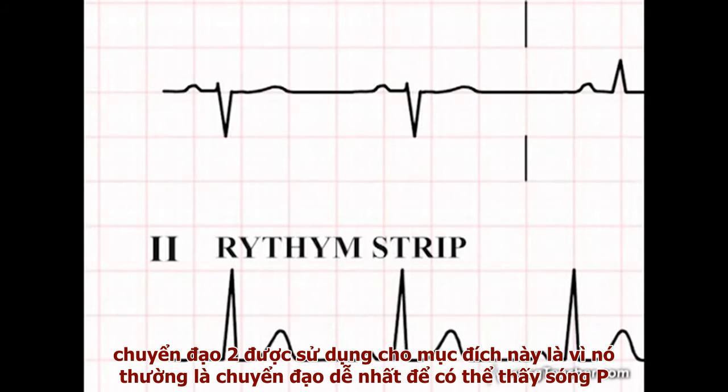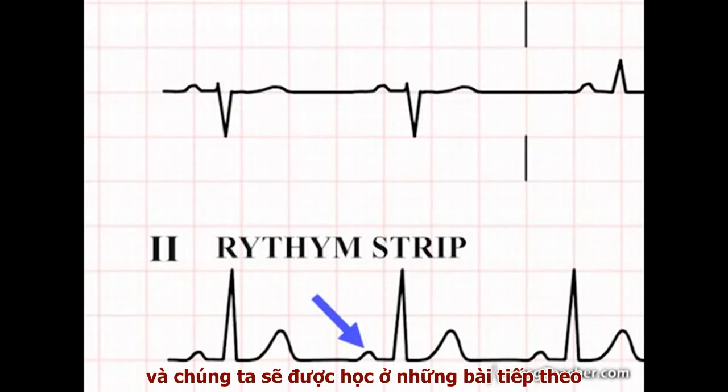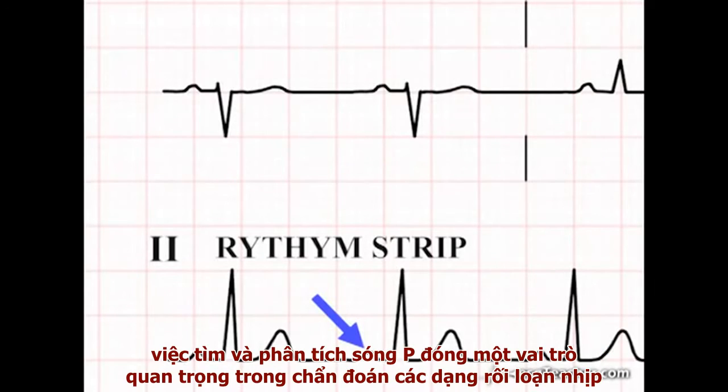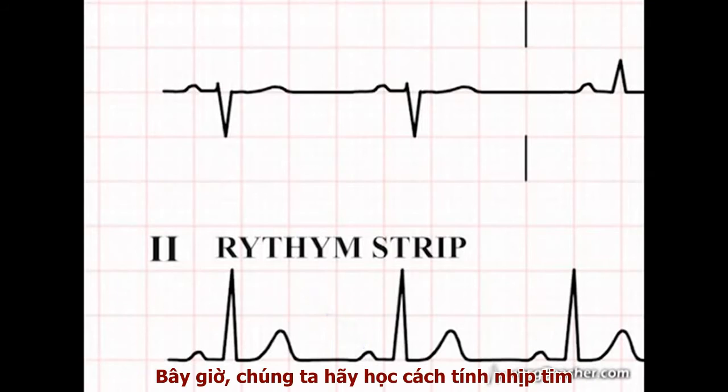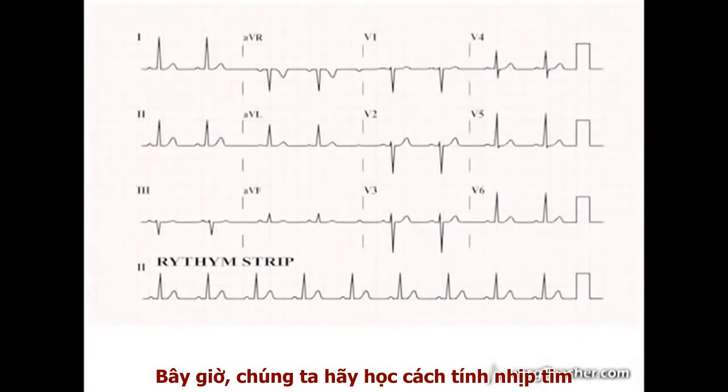Lead 2 is used as the rhythm strip as it is usually the easiest lead in which to see P waves, and, as we'll see in subsequent sections, identification and analysis of P waves plays a key role in the diagnosis of rhythm disturbances on the ECG. For now, let's deal with the calculation of heart rate.